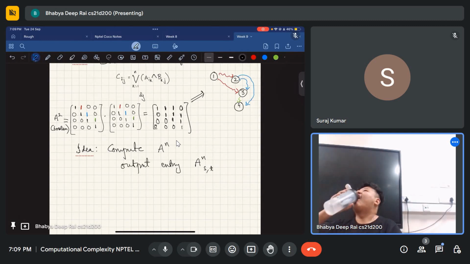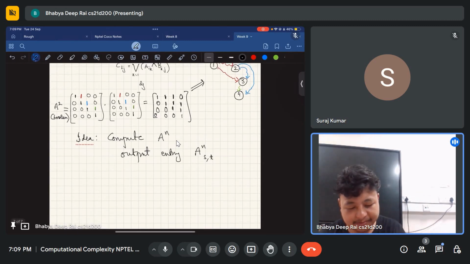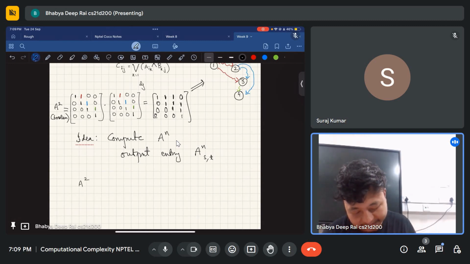Now remember, we want an NC2 circuit to do this. But let's just see the most trivial circuit that does this. So let's say we are trying to do a square. Okay, a square would be something like, I have the adjacency matrix A here.